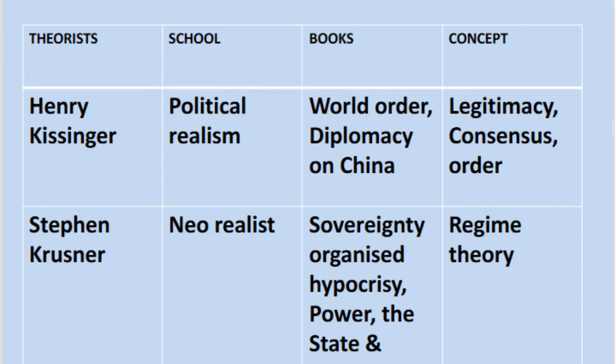Next one is Stephen Krasner. He is a neo-realist political thinker. His important books are Sovereignty: Organized Hypocrisy. Another book is Power, the State and Sovereignty. He is the man behind the regime theory.